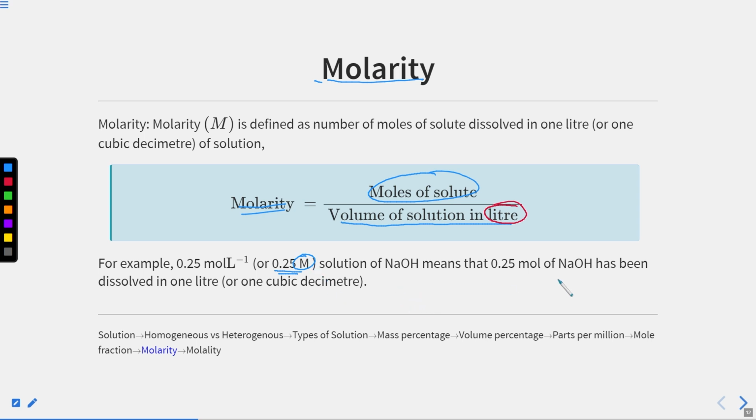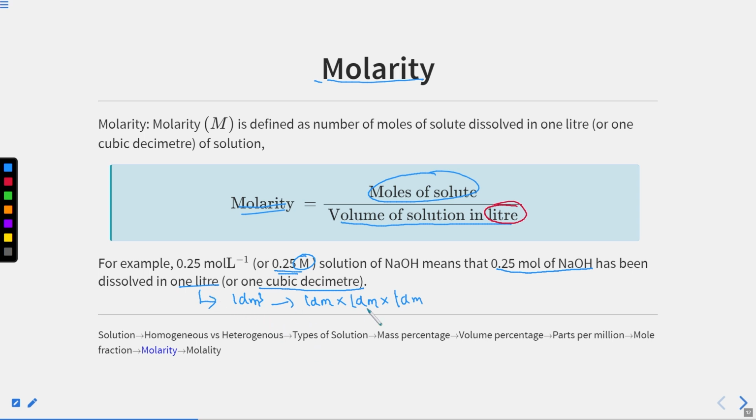So if we say this, we are saying that we are dissolving 0.25 mole of NaOH in 1 liter of solution, or in 1 cubic decimeter. Why am I saying decimeter? You should know that 1 liter is equal to 1 decimeter cube. What is this 1 decimeter cube? It is the volume occupied by a cube having 1 decimeter length, 1 decimeter height, and 1 decimeter width. So 1 into 1 into 1, and decimeter 3 times, so it is decimeter cube. And 1 liter is equal to 1 decimeter cube.